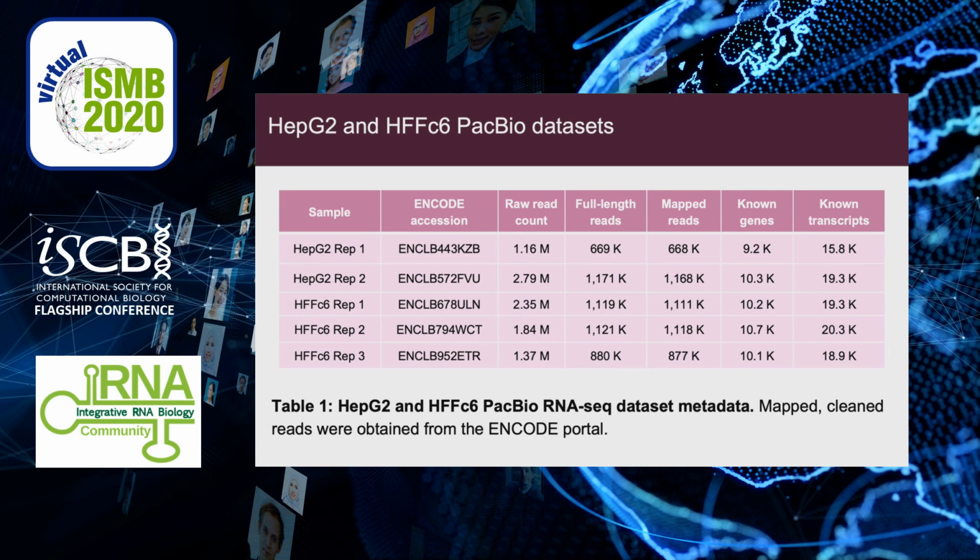The data used for this pilot study consists of mapped data from 2 replicates of HepG2 and 3 replicates of HFFC6 sequenced on the PacBio Sequel1 from the ENCODE portal that my lab generated. Some metadata about the runs is shown here, and you can look at it further on the poster if you wish.